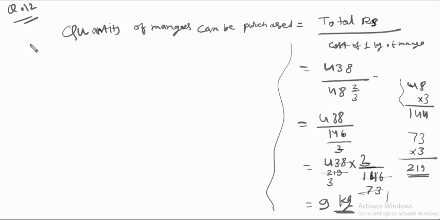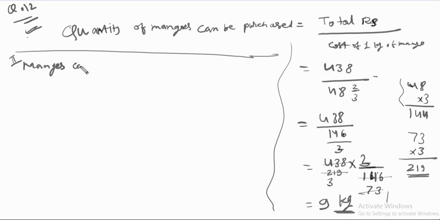You can solve it by one more way. This is the second way. Whatever way you find easy, you can write this. You can solve by this method. Mangoes can be purchased in rupees 48 2 by 3 is equal to 1 kg, right?